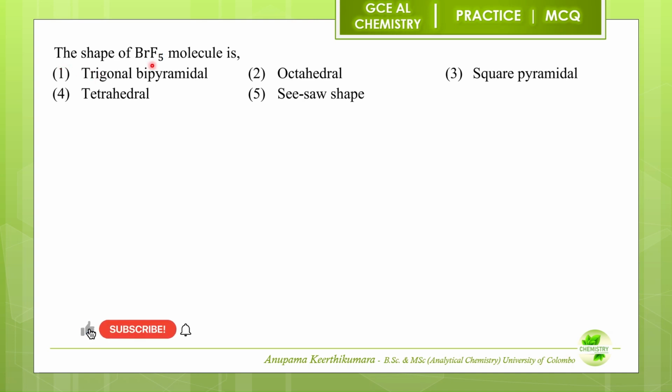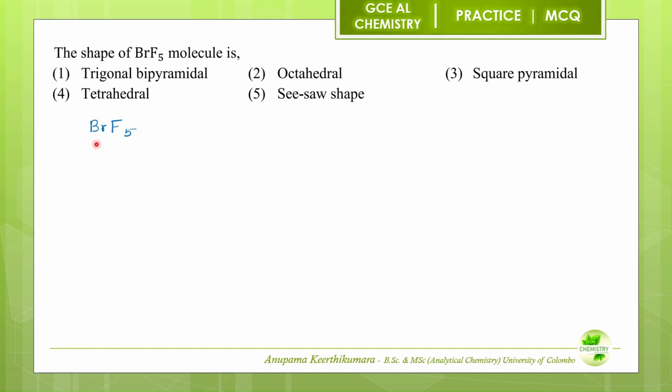The shape of BrF5 molecule is. We have to get the answer using the VSEPR theory. For that, you need the basic understanding of repulsive units around the center atom. Therefore, the first thing you have to do is draw the Lewis structure of this molecule.